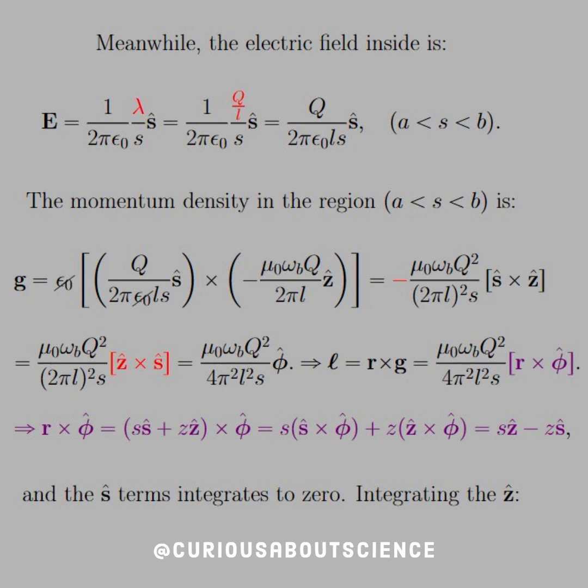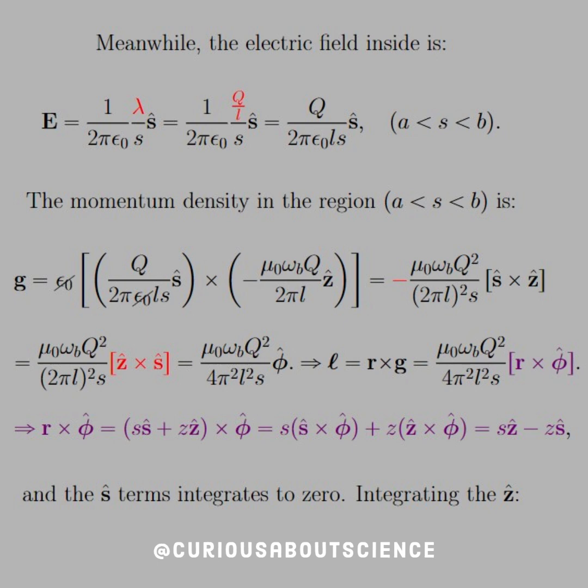All right, so now to find angular momentum, we need to take R cross G, which means we need to take R cross phi hat, which we do in purple. R is equal to S S hat plus Z Z hat, some point in space. And so if we take the cross product and distribute it with phi hat, of course, we get S S hat cross phi hat, and then plus Z Z hat cross phi hat, which gives us this twisted notation almost. So we get S Z hat minus Z S hat. Kind of weird, but do take into account the signs.